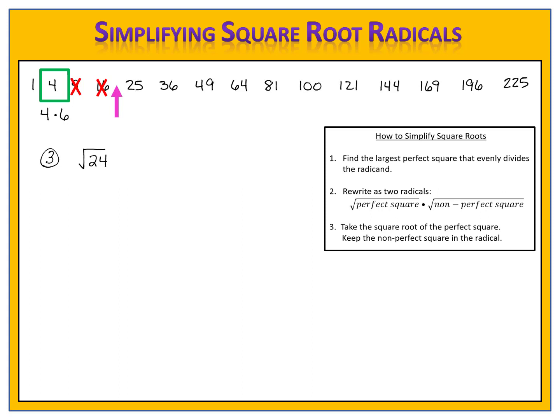We now work on step 2, rewriting the square root of 24 as two radicals. The perfect square is 4, so I'll put that first. The non-perfect square is 6, so I'll put that second. The square root of 4 is 2, and we keep the square root of 6. The square root of 24, written in simplest radical form, is 2 square roots of 6.